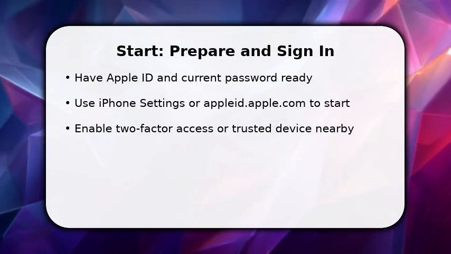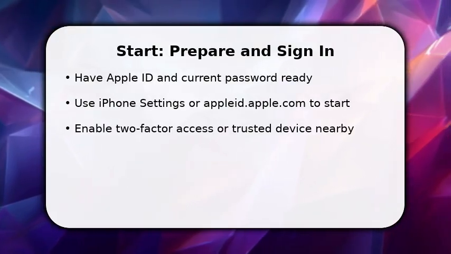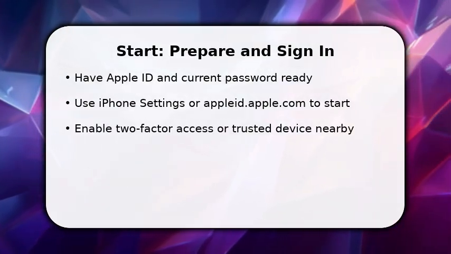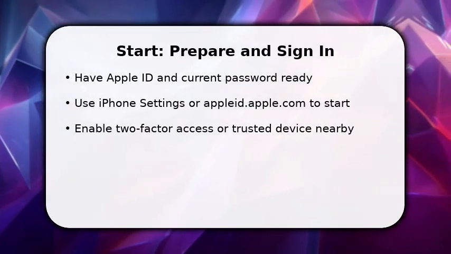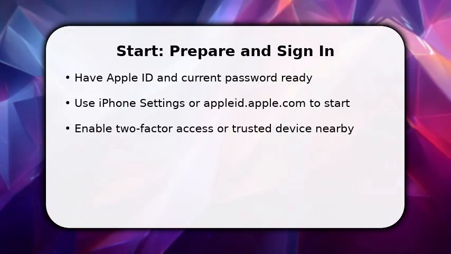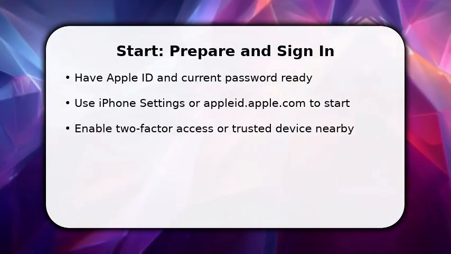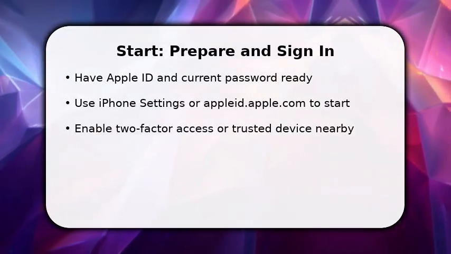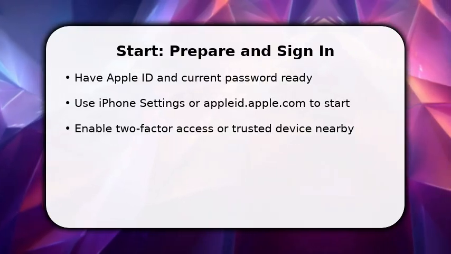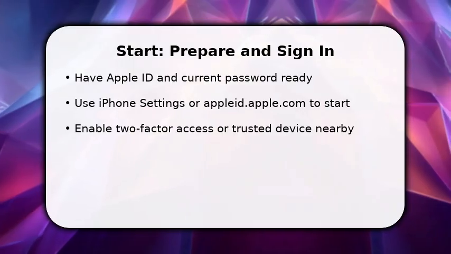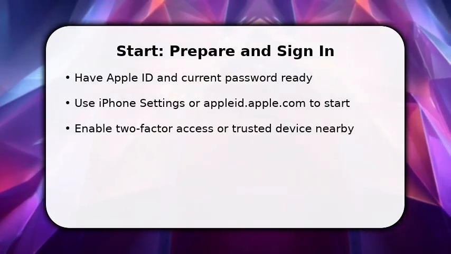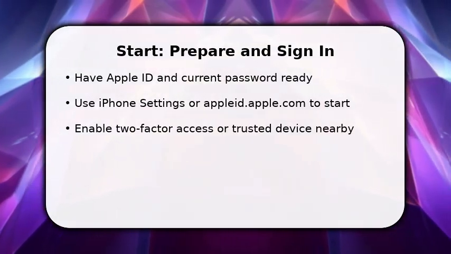You begin by confirming you have your Apple ID and current password. That speeds verification. On iPhone, open Settings, your name, or on a browser, go to appleid.apple.com and sign in. Once signed in, make sure two-factor authentication prompts will reach a trusted device or phone number. This is why you need the device handy. If you can't sign in, pause and recover the account, otherwise continue to the password change area described next.